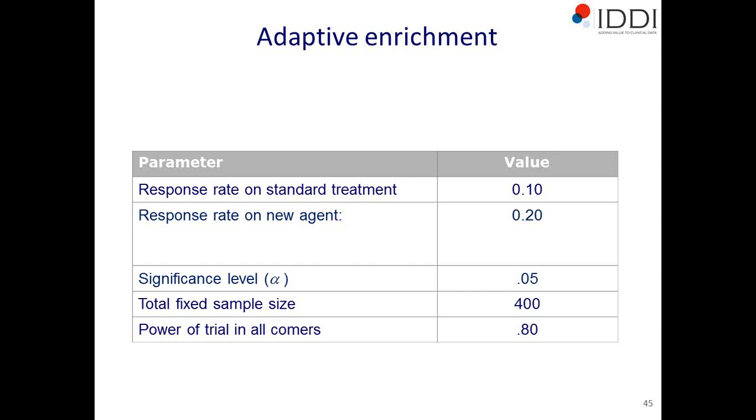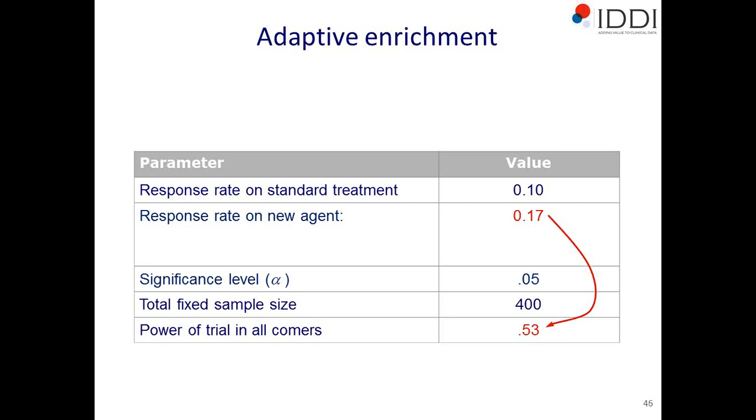Another idea which is quite interesting, especially nowadays when biomarkers become available, is adaptive enrichment. So let us look at this design where, again, we have a response rate on standard treatment of 10%. We want to see whether the response rate on the new agent can be increased to 20%, significance level 5%, 400 patients. If we just calculate the power, it's 80% on all.